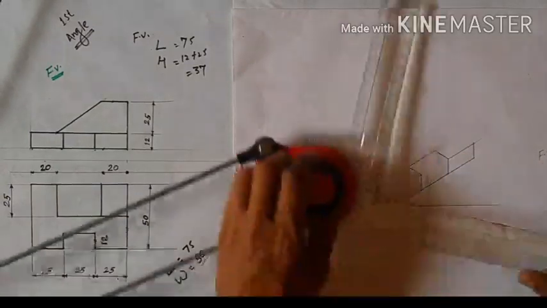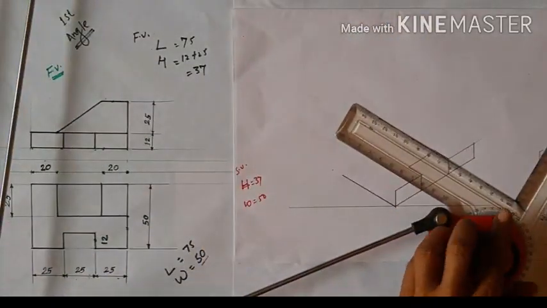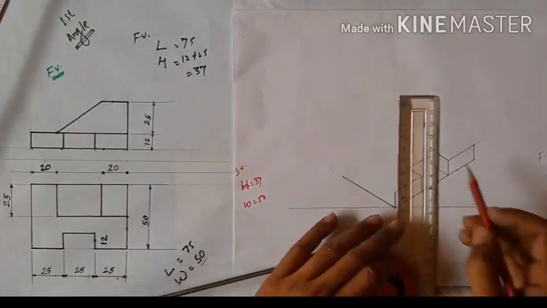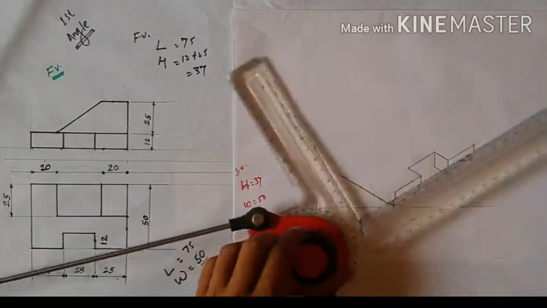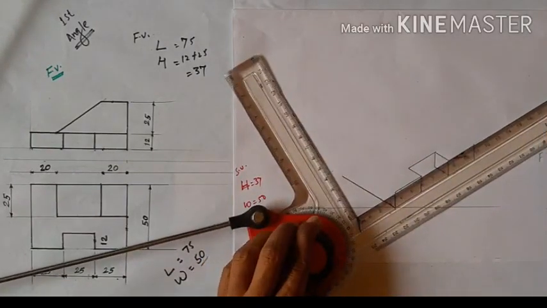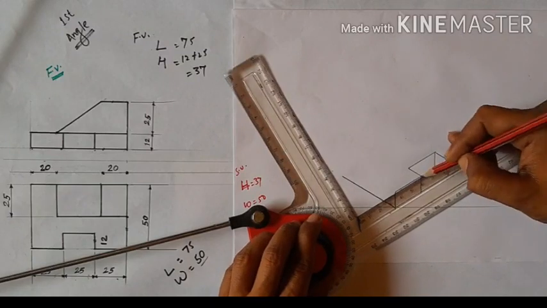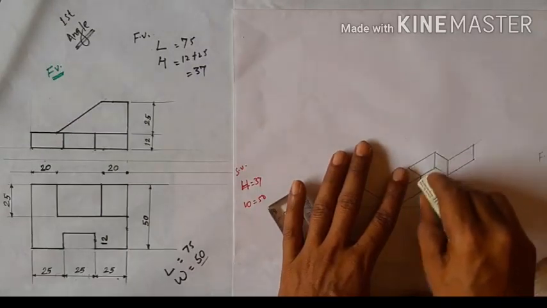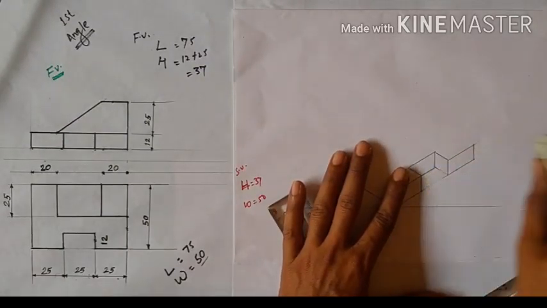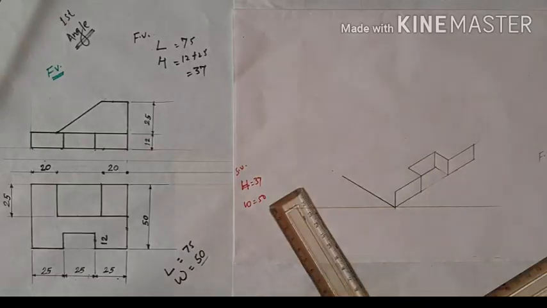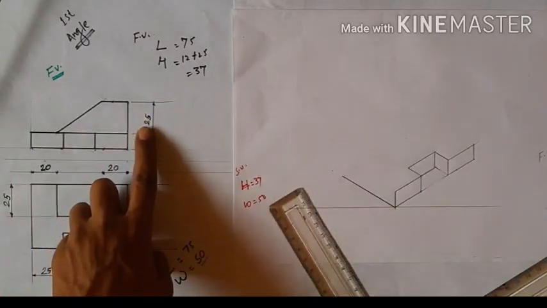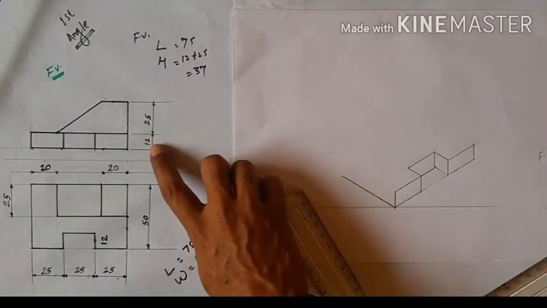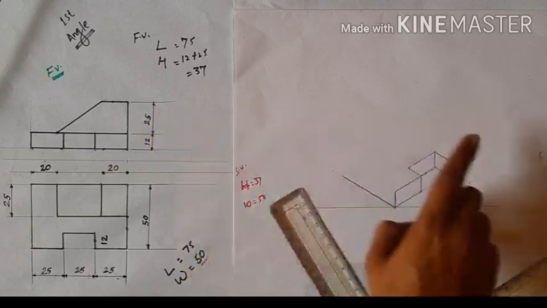Now complete this like this. From here we draw like this, and now join this. So this is your front view of the below side. Now we are moving towards the height. What is the height? Moving above the 12 mm height, we need to draw 25 mm from here.